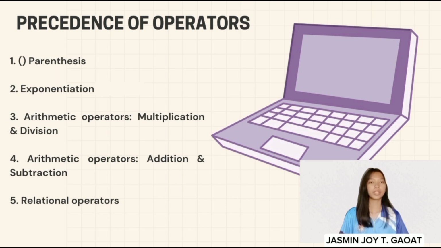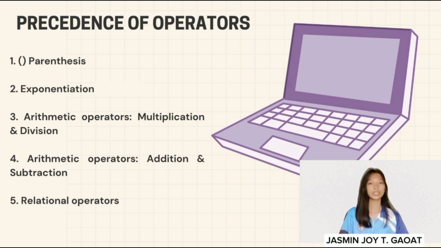Third are the arithmetic operators, multiplication and division, which have equal precedence and are evaluated from left to right, whichever comes first in the formula. For example, 10 divided by 2 multiplied by 3: first divide 10 by 2, giving 5, and then multiply by 3, and the answer is 15.